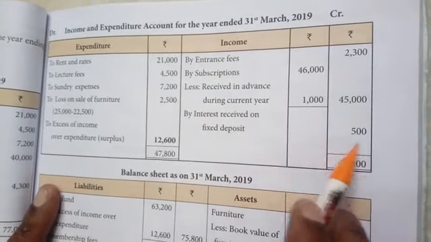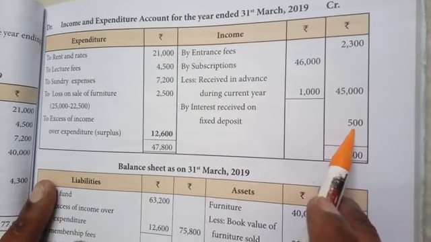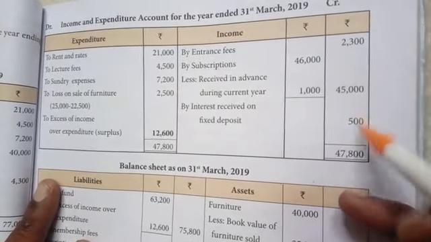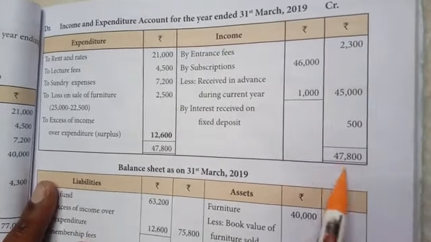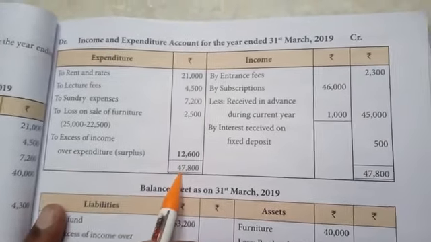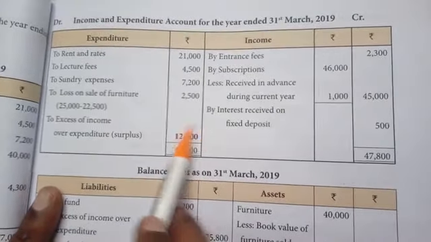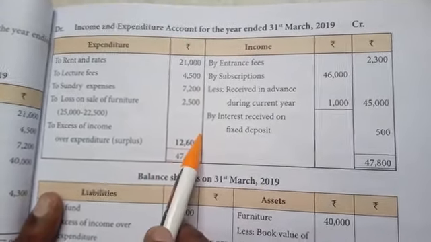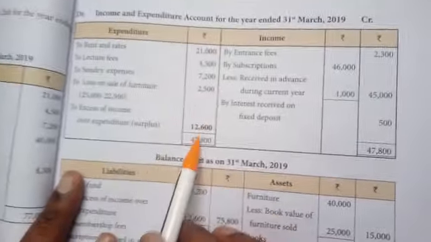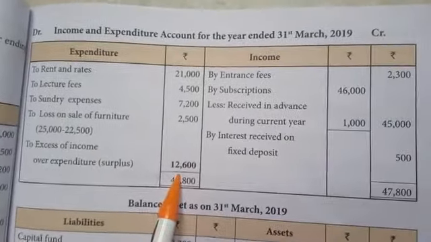Interest received on fixed deposit is treated as a revenue receipt. It should appear on the income side of the income and expenditure account. Now we are going to put the total. Now the income side is the highest amount. First we put the total on the income side. The same total also appears on the expenditure side. The difference, 12,600, is treated as surplus, that is, excess of income over expenditure. It should be transferred to capital fund.